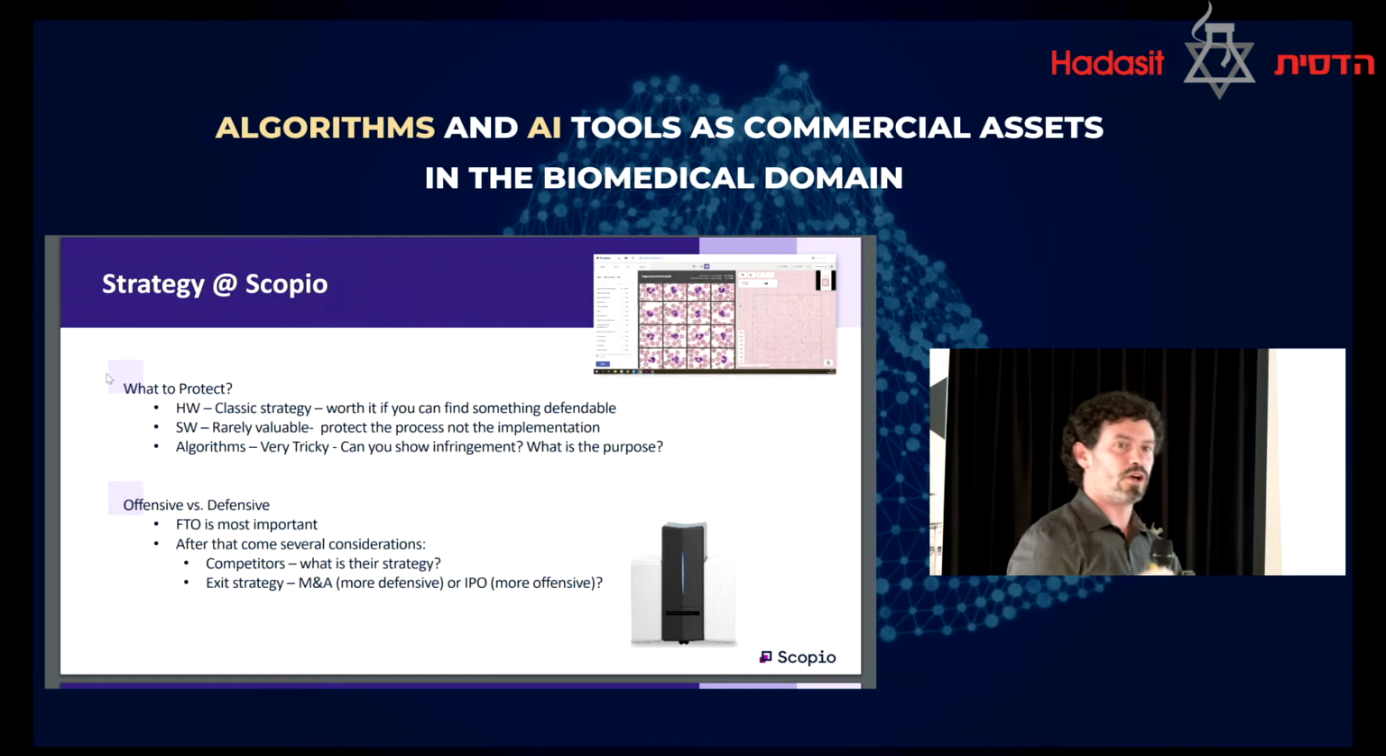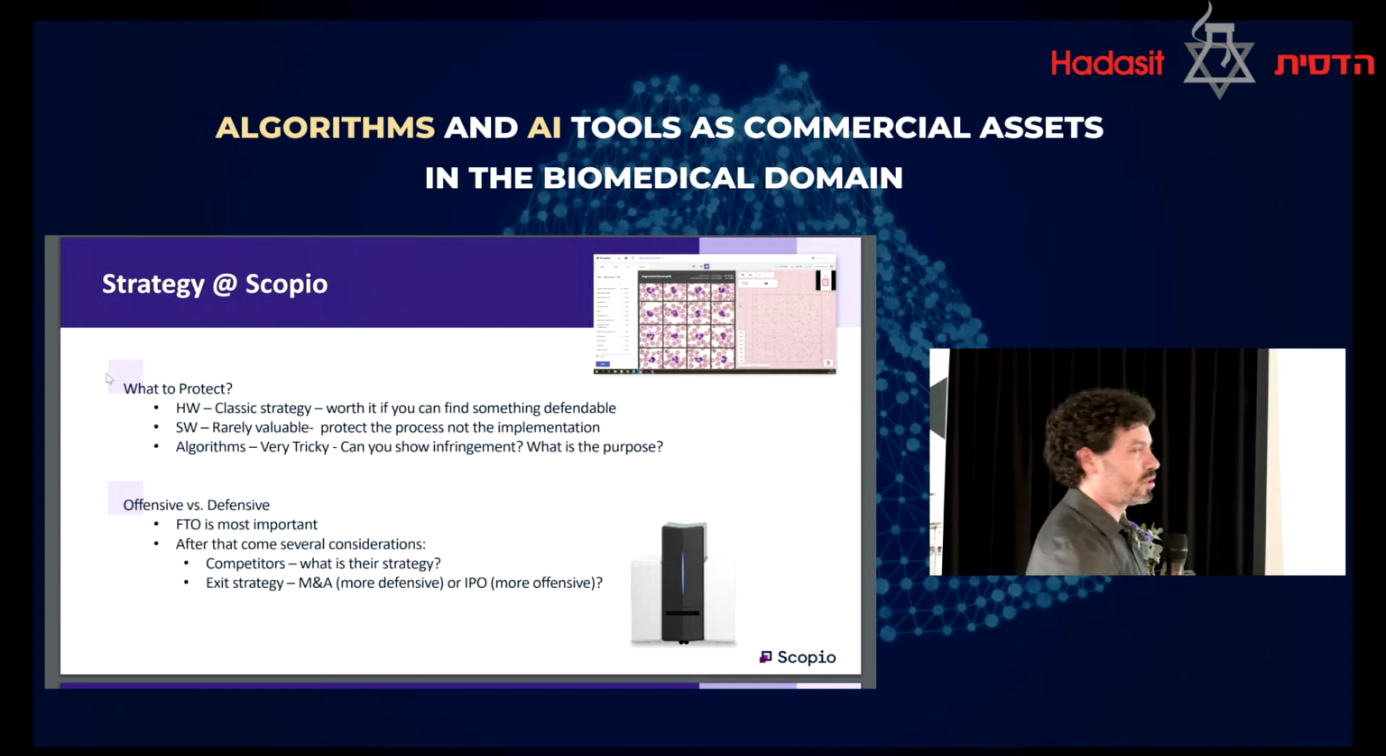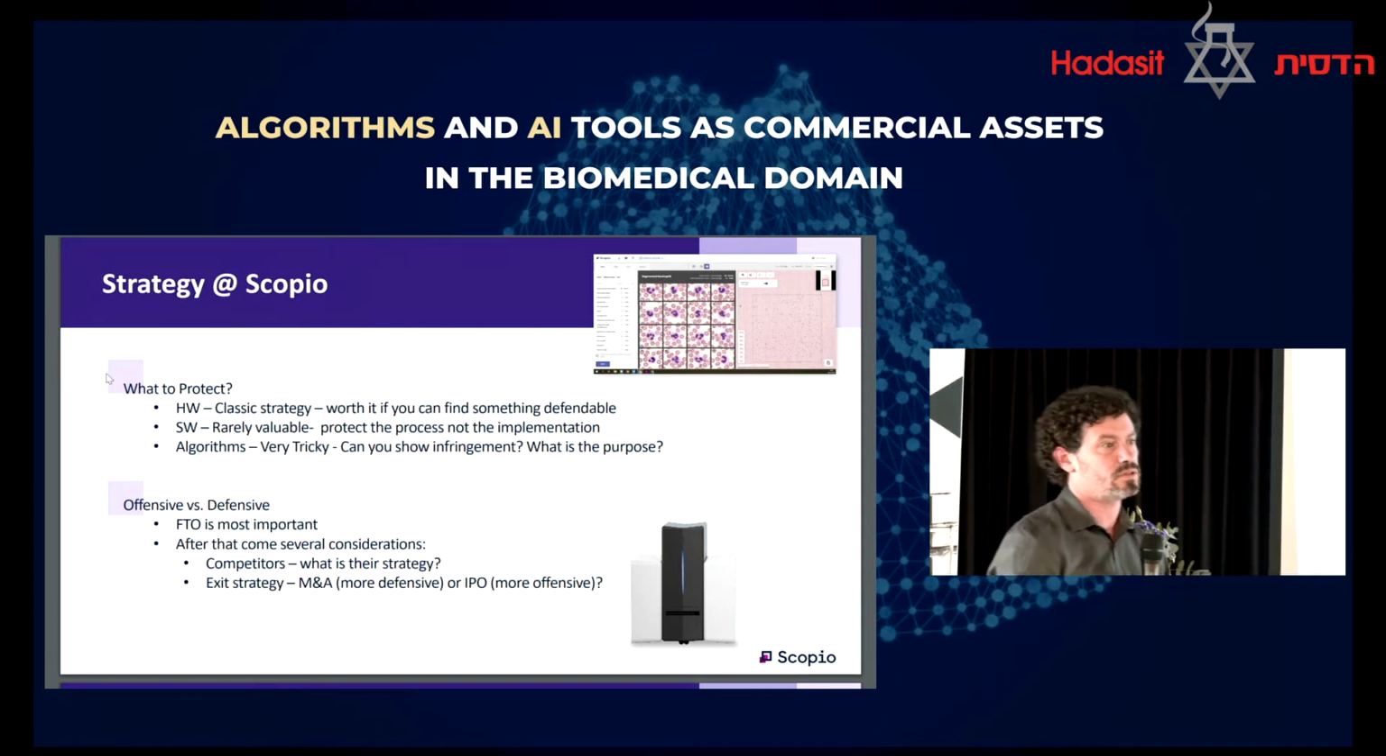When I say very valuable, I mean in the direct way. It's very difficult to show infringement, which often makes it difficult to protect. It's very important to focus on the process and not the implementation, in my opinion. But software and algorithms have two more values for a company that I think are not of interest to the IP firm, but are of very strong interest to the company.